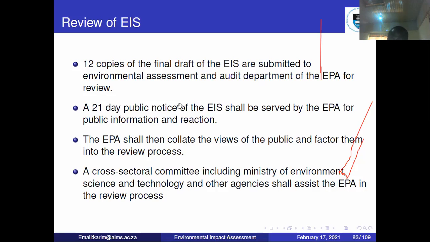So they'll serve it to the public, and people will react and record their views. Now, the Environmental Protection Agency shall then collate the views of the public and factor them into their review process. So the reaction from the people, you factor into the review process. Now, a cross-sectoral committee, including the Ministry of Environment, Science and Technology, and other agencies shall assist the Environmental Protection Agency in the review process.